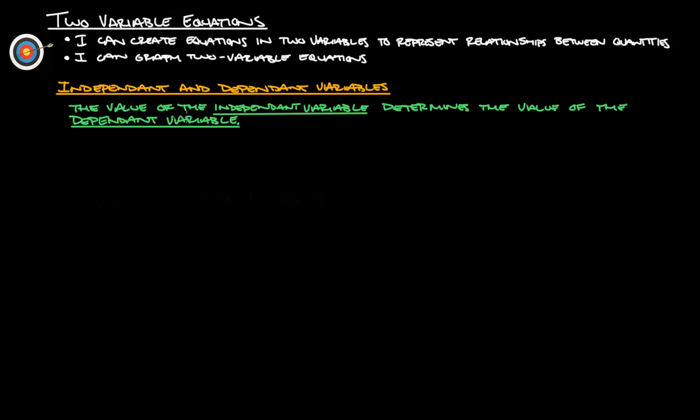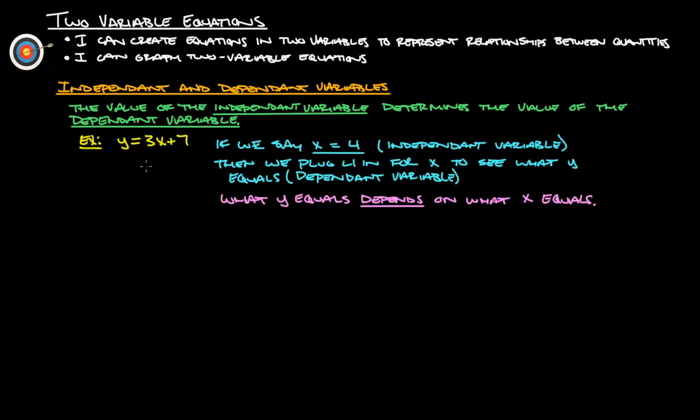The value of the independent variable determines the value of the dependent variable. Okay? So, for example, let's say we have y equals 3x plus 7. If we say that x equals 4, that's what we call the independent variable because we chose what that was going to be. We're going to say, okay, x is going to be 4. So when we plug 4 into x to see what y equals, y then becomes the dependent variable because y is depending on whatever x is to figure out what its outcome is.